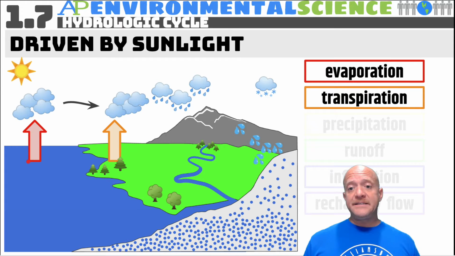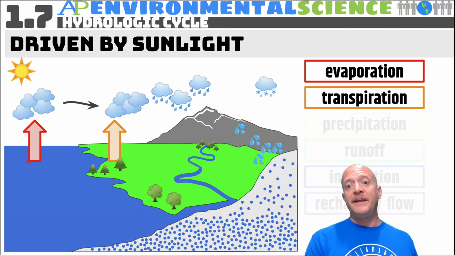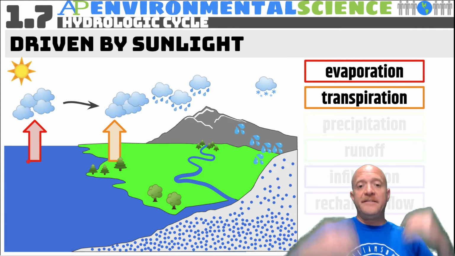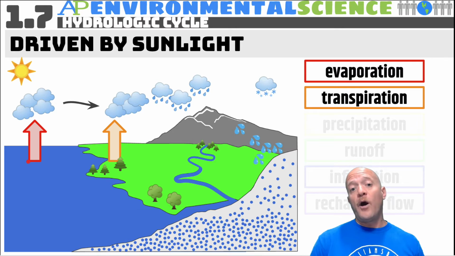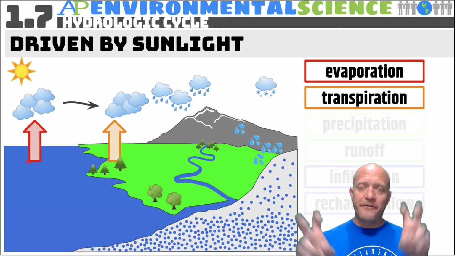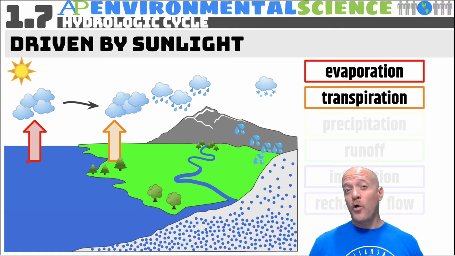Transpiration is the process of plants releasing water vapor from the stomata in their leaves. Sometimes you may see this called evapotranspiration, where it's water going from the surface up into the atmosphere in the form of water vapor. Now, this water vapor is a very powerful greenhouse gas. It is powerful in the sense that it has a lot of warming potential, meaning it will warm the atmosphere.